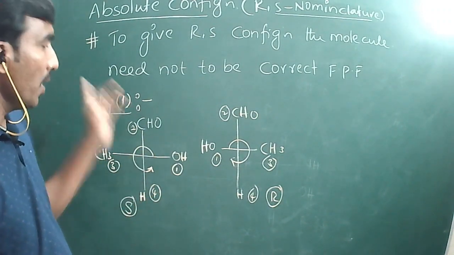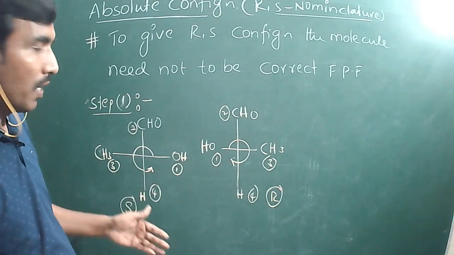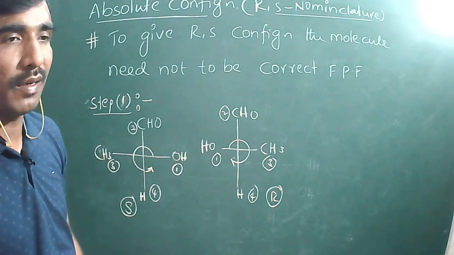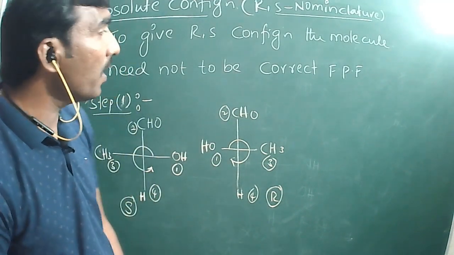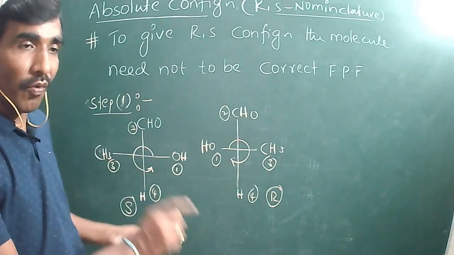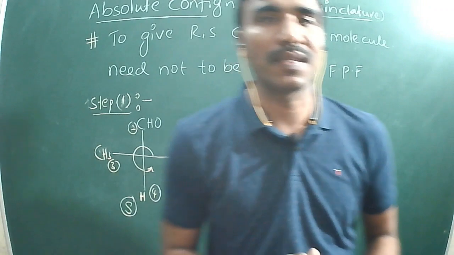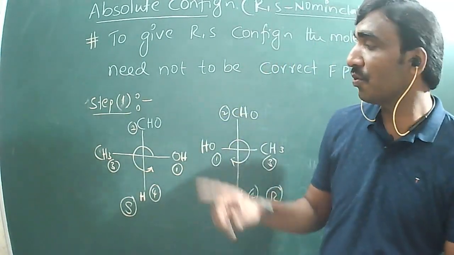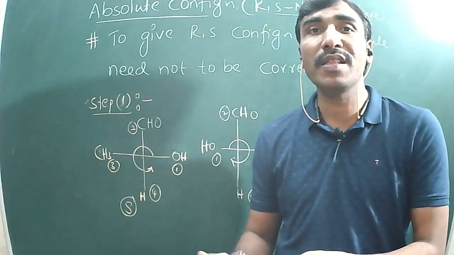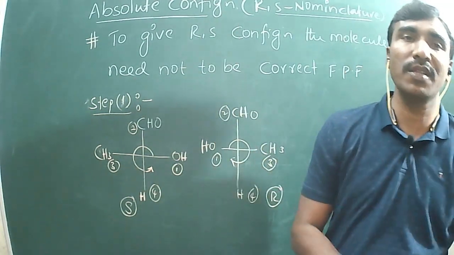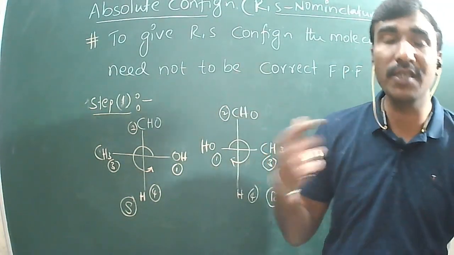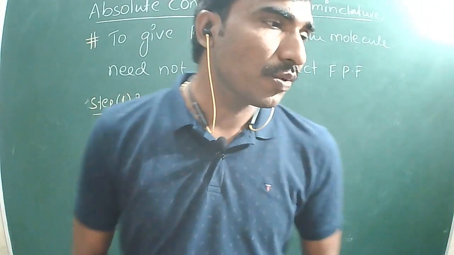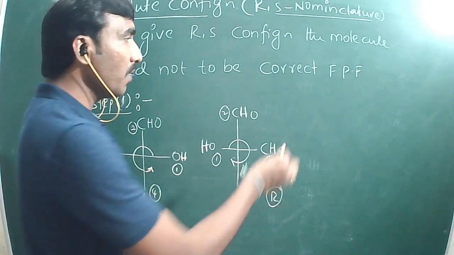Case 2. If the least priority group is not on the vertical line, then what to do? Then we have to do even switchings, that is, even switching between any 2 groups attached to the chiral carbon in such a way that we get the least priority group on the vertical line. Understood? For that it takes some time. For example, here I am taking one molecule.